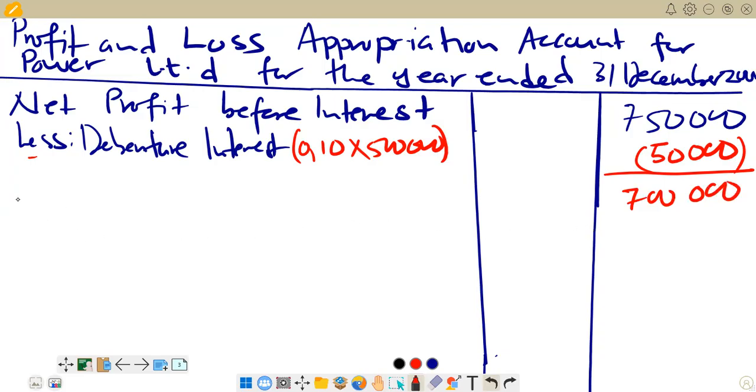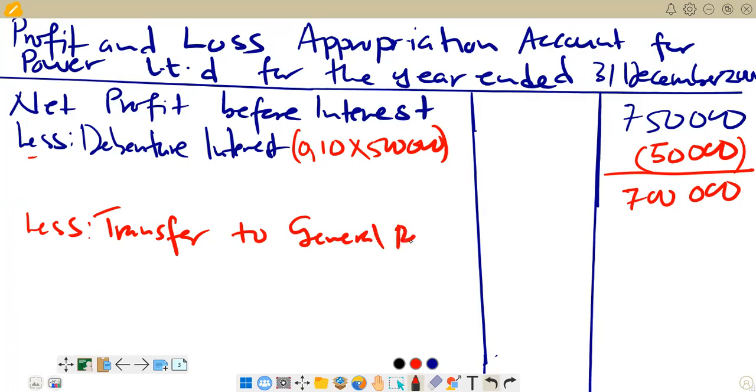Then we go to the figures that we are going to subtract. We say less. Remember, we have a transfer to general reserve in the question. Transfer to general reserve. Right. We go back to check that transfer.